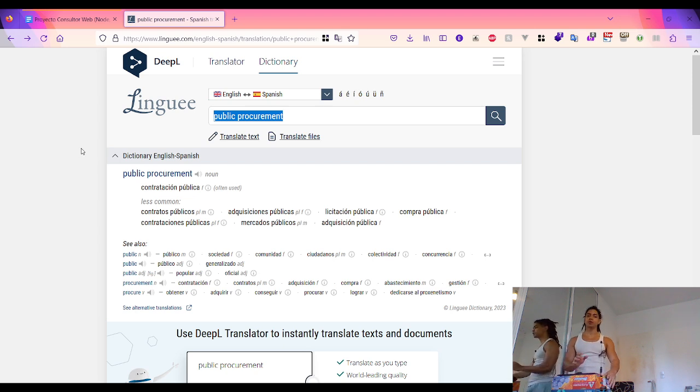Public procurement portals like the FBO, the Federal Business Opportunities in the US, or the UK Contracts Finder service. So the whole idea is that this government agency provides an online platform for businesses to bid on government contracts. Public procurement portals.